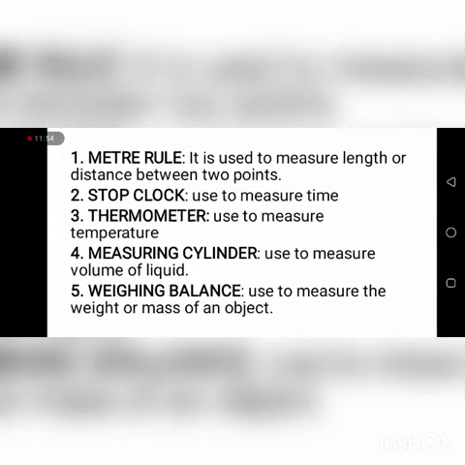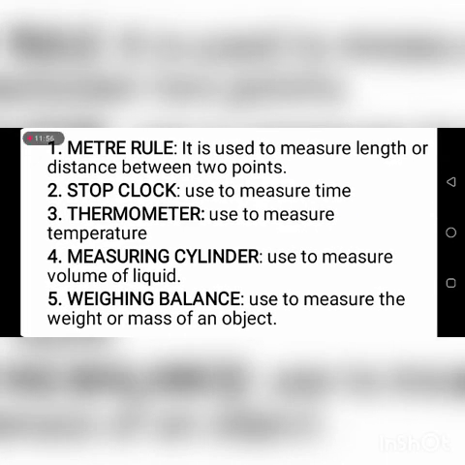I have the measuring cylinder. It is used to measure volume of liquid. If you want to measure the volume of a liquid in milliliters or cubic centimeters, you use a measuring cylinder. The weighing balance is used to measure the weight or mass of an object, or the mass of a solid or solute in the laboratory before you make it into a solution. So you use it for weighing, to measure the mass or weight of an object in the laboratory.